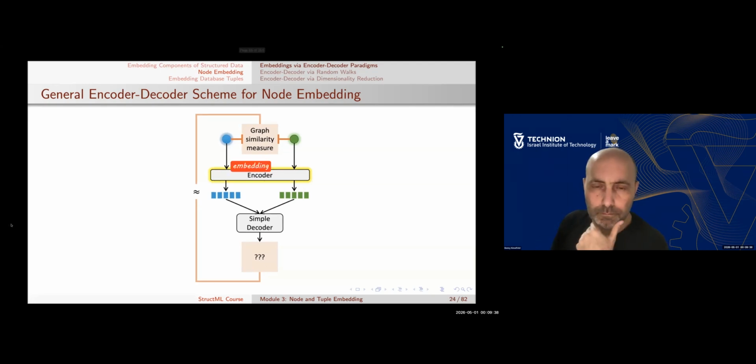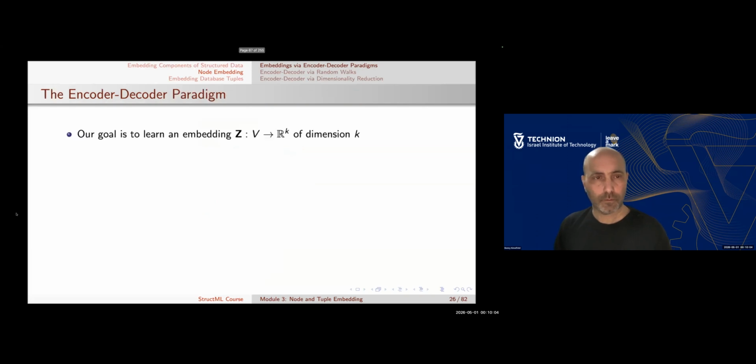Now, basically, what the encoder is doing is producing the embedding. That's going to be our embedding technique. And then the question is, what is the decoder that you're using? Well, first, what is the similarity measure that you're using? Then, what is the decoder? And how do you measure the difference between the original proximity and the decoded proximity? That's all.